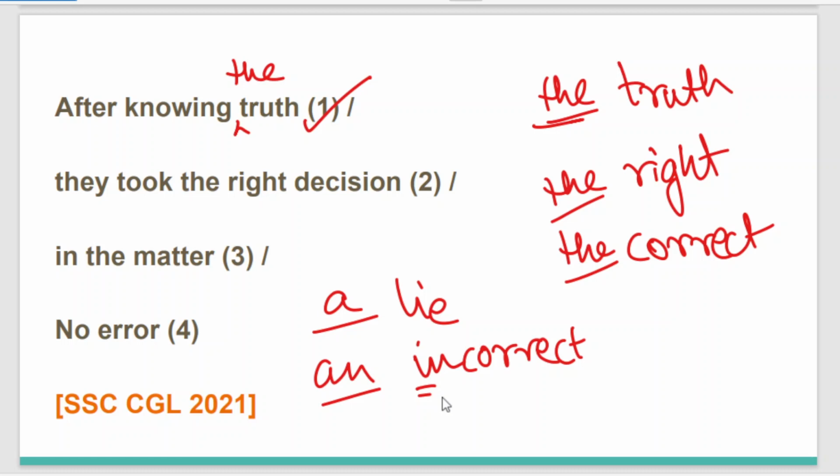So whenever we are specifying it, we are using definite article the, and whenever we are talking about something general, we are using indefinite article a or an. So the correct sentence is, after knowing the truth, they took the right decision. See, in this part it is written the right. Just like this is the correct decision. And correct decision is always one, always specified. They took the right decision in the matter. I hope this sentence is clear to all of you.